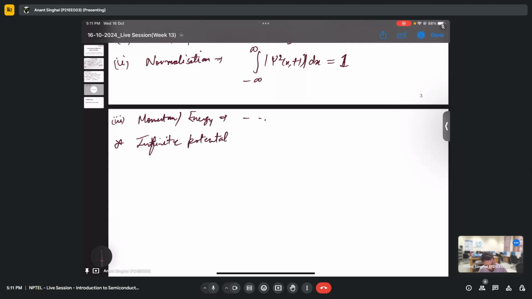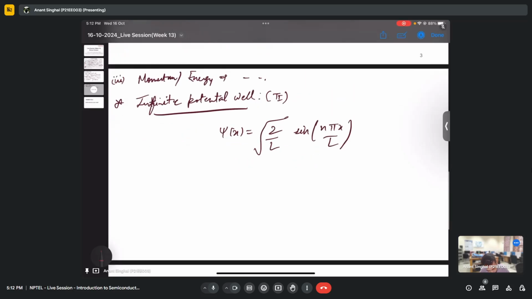Can anyone tell what was the wave function that we derived for the infinite potential well? Obviously time independent. If you don't remember, it was something like root 2 by L sine n pi x by L. We know that n equals 1 is the ground state, and psi 1 of x is nothing but root 2 by L sine pi x by L, and it basically goes from 0 to L, whatever the L is.